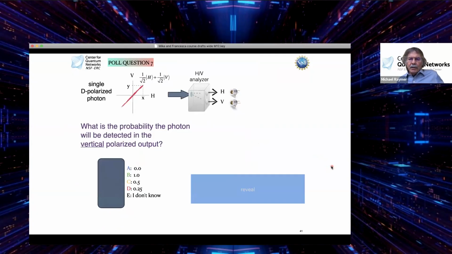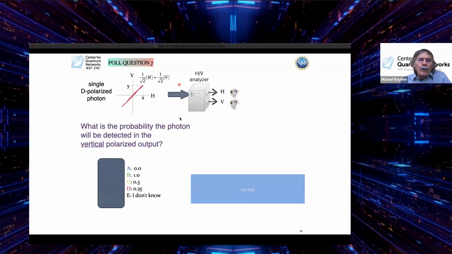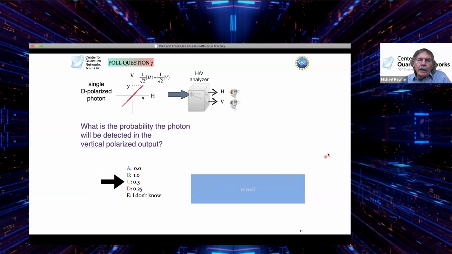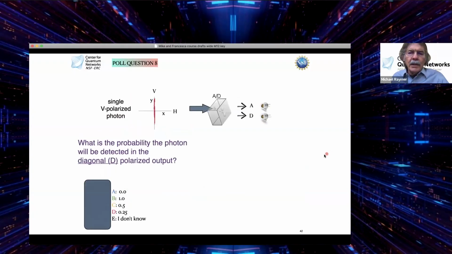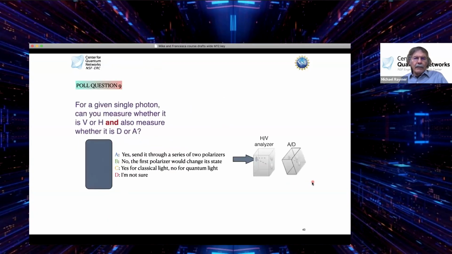Put up the question, please. Okay, that's good. 50-50, yes, that's right. 50-50, okay. And that's correct. So time is getting short, so I'm just going to discuss the next one with our poll. So we can also do a similar thing if we're in V and we analyze it with the AD rotated crystal, we're again going to get 0.5. Okay, so you have that idea there.